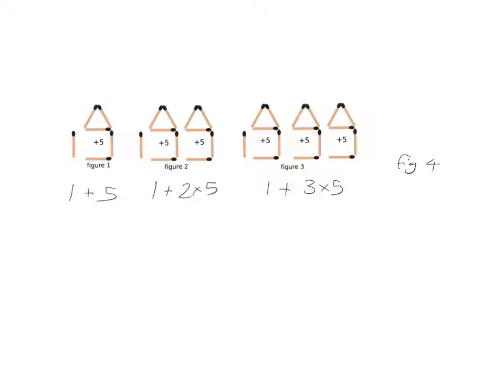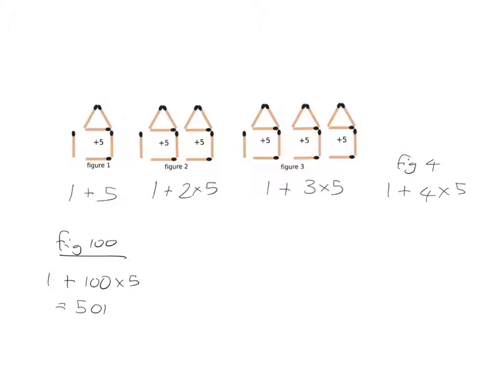So then we can quite easily figure out, well, what will happen with figure 4? Well, you're just simply going to be putting on another lot of 5 matches to the end, so you're going to have the 1 plus 4 lots of 5 matches. So for figure 100, how many matches will you need? Well, it'll be 1 plus, and in this case you're going to have 100 of those little lots of 5 matches, and if you actually want to get the real answer to that, it's 501.